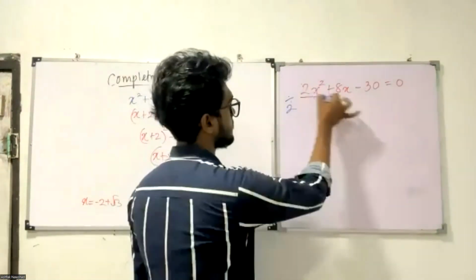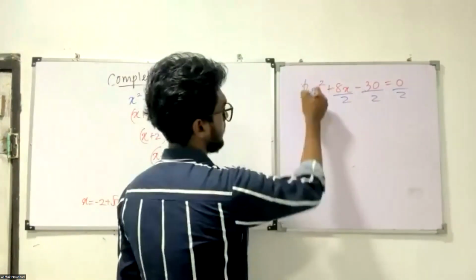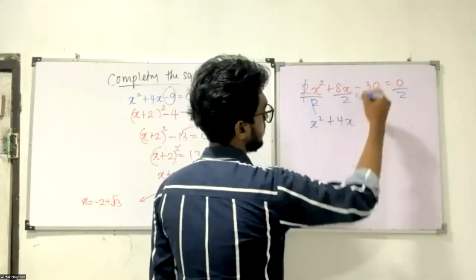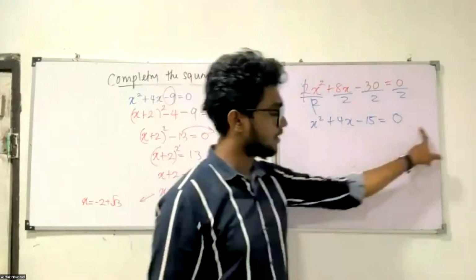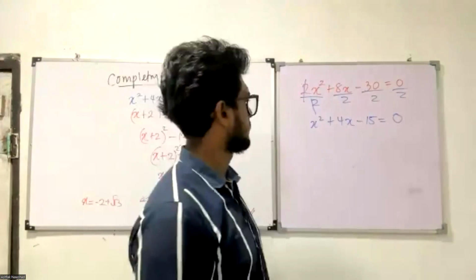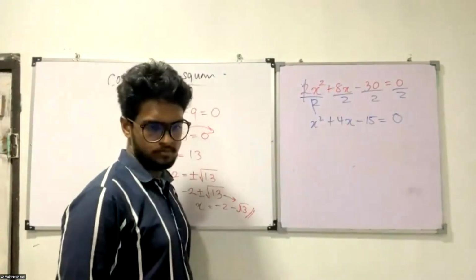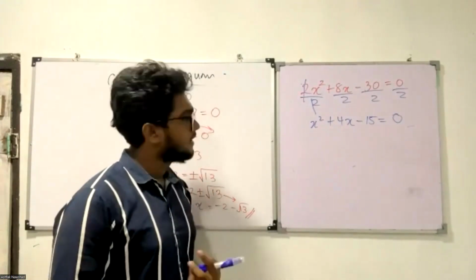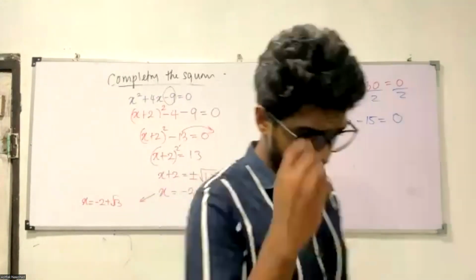If we divide the whole equation by 2, see, 2x divided by 2 cancels, it becomes 1. 8 divided by 2 is 4. 30 divided by 2 is 15. 0 divided by 2 is 0. Now we can apply completing the square, right? Then put 1 in. Okay. Try this out. Apply completing the square and tell me the answer.